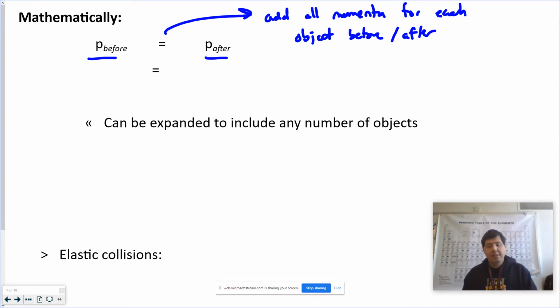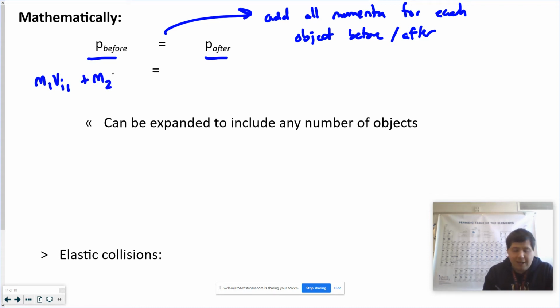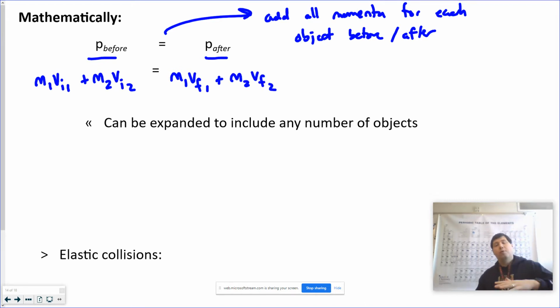So P before does equal P after, but what I'd really say is, well, let's say you have a two-object collision. It's the mass of the first object times its initial velocity, so vi1, plus m2, mass of the second object, times vi2, and that's got to equal mass of the first object times its final velocity plus the mass of the second object times its final velocity. Now, you, of course, could expand this to any number of objects, but for our purposes, that's a lot of work. We're just going to stick typically with two-object collisions. So the equation for this is m1 vi1 plus m2 vi2 equals m1 vf1 plus m2 vf2.